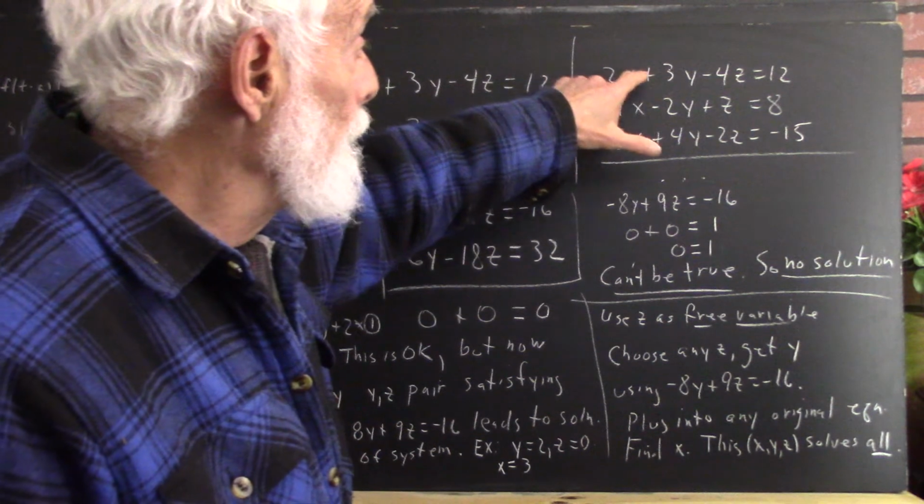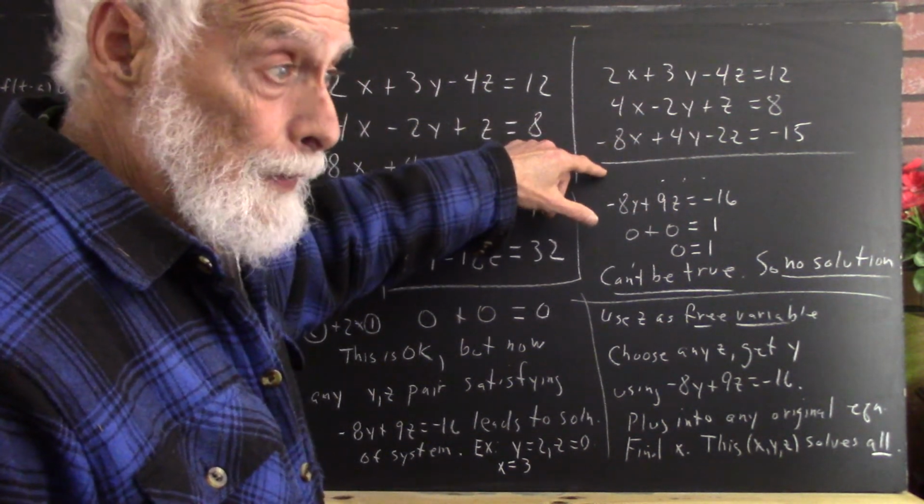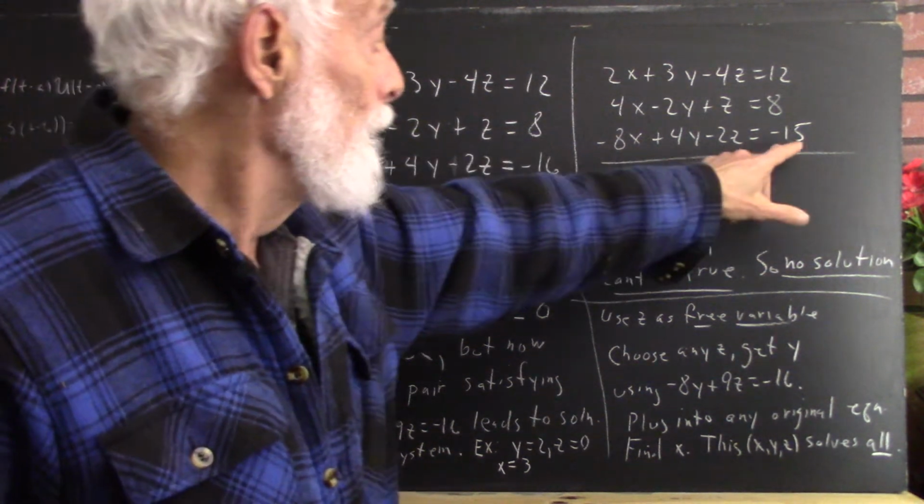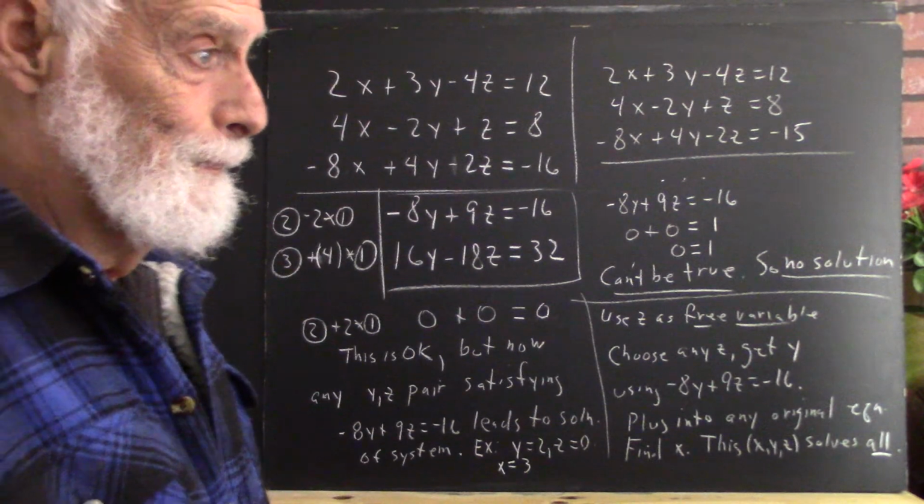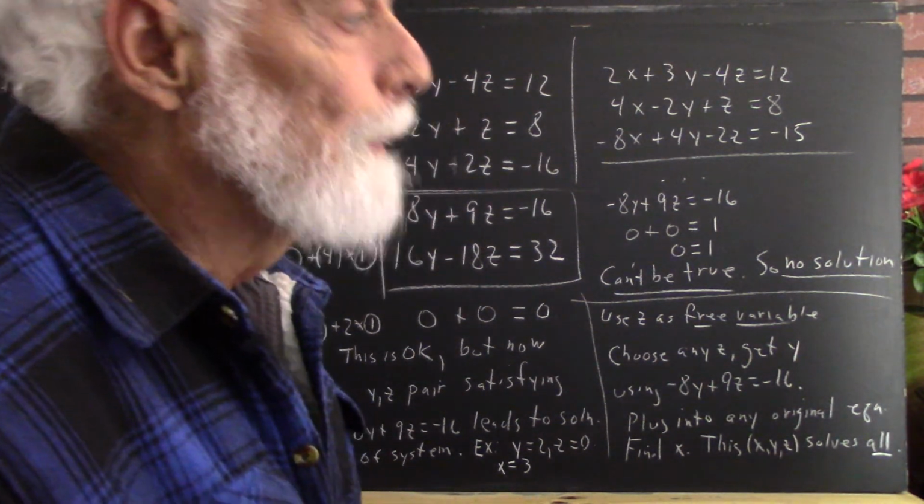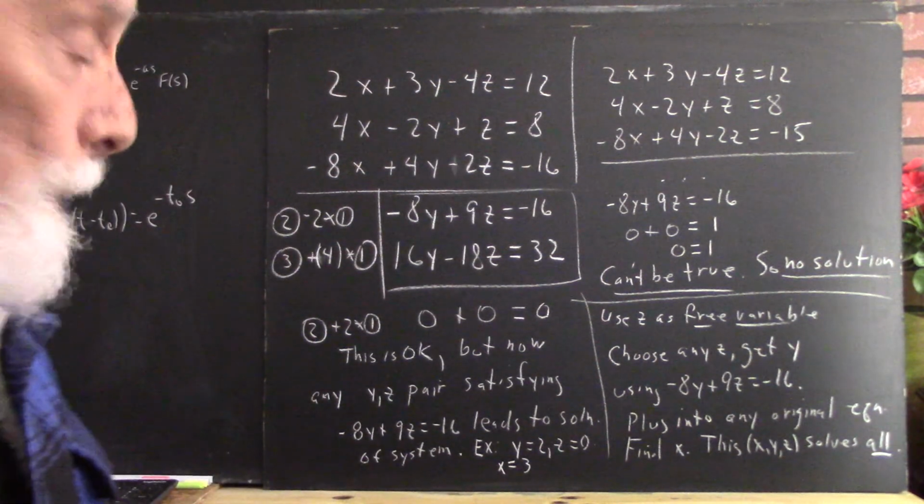Any x, y, and z that makes this one true will not make this one true because it doesn't add up to what it needs to. Okay? Now there's a little geometric interpretation here that's actually kind of neat, so I'm going to talk about that separately.